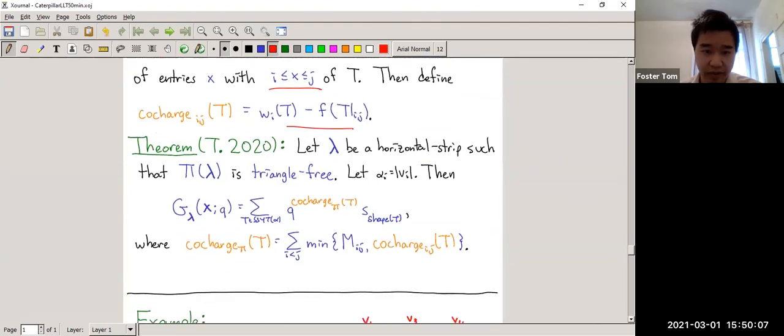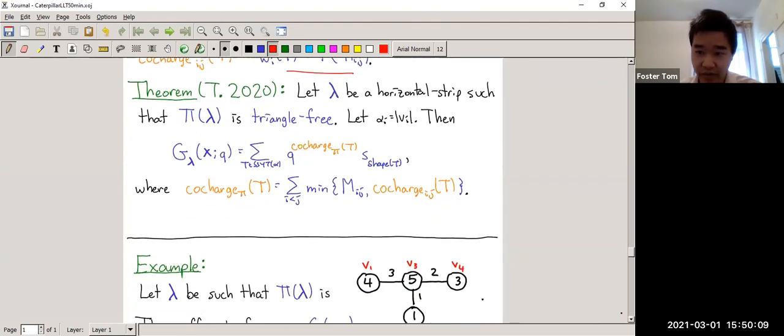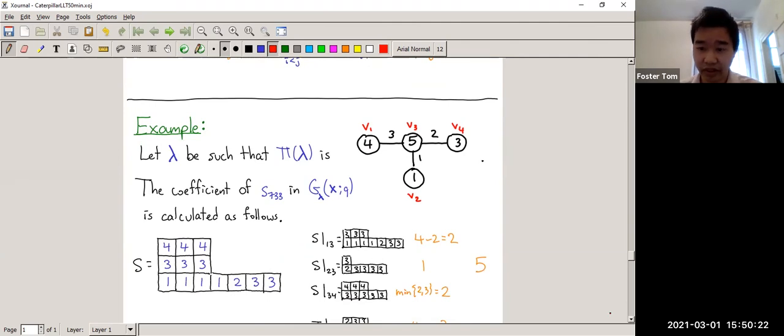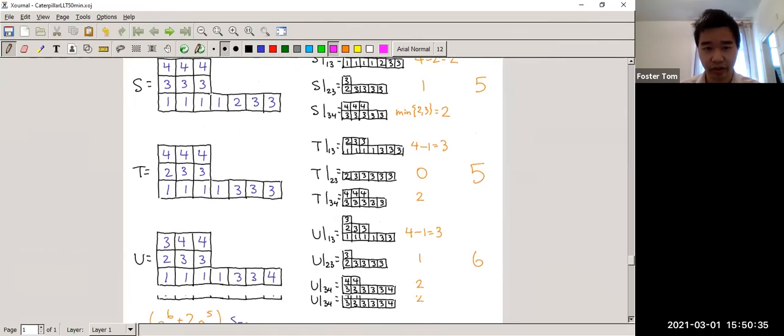And maybe I'll show you an example of what this looks like. So if I have a tuple of rows with this weighted graph, this one isn't a path anymore. This is just more generally a caterpillar. If I want to calculate the coefficient of S733, I'll draw all the tableaux of shape 733 and of weight 4153. So there are 3 of them here.